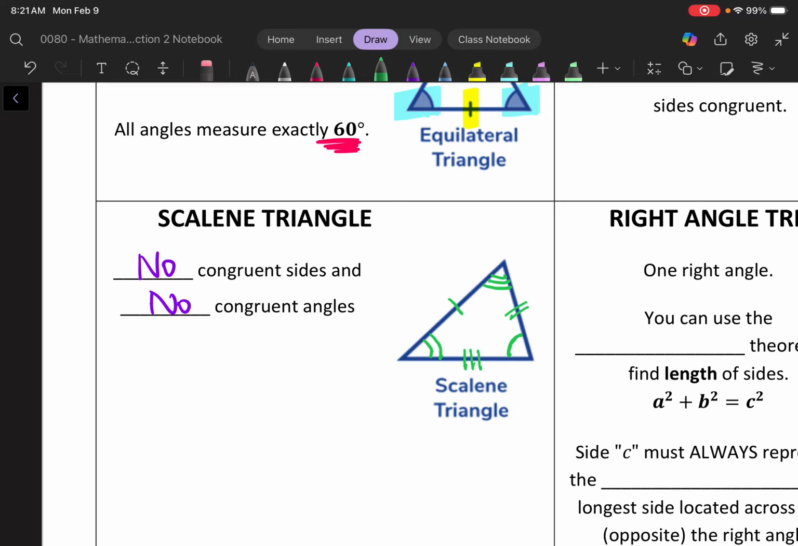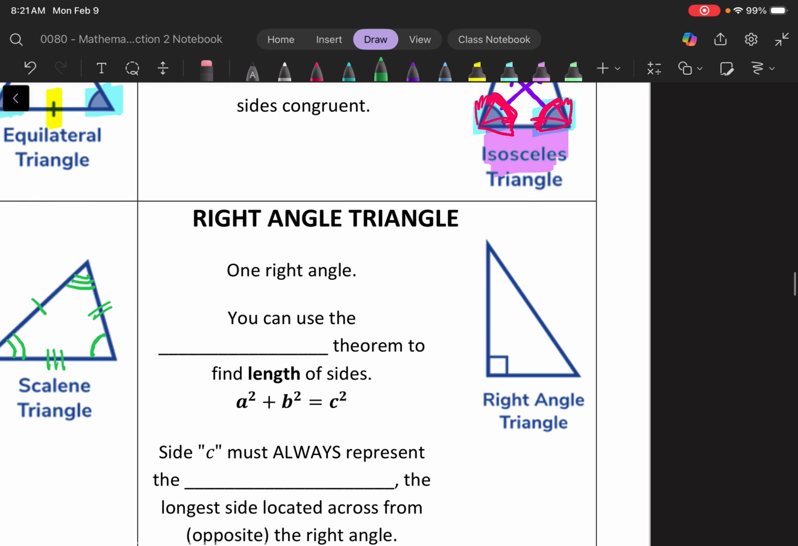It is not possible to have congruent angles in a triangle without having congruent sides, and vice versa. So if I have congruent sides, I definitely have congruent angles. If I have congruent angles, I definitely have congruent sides. But if I don't have congruent sides, I don't have congruent angles.